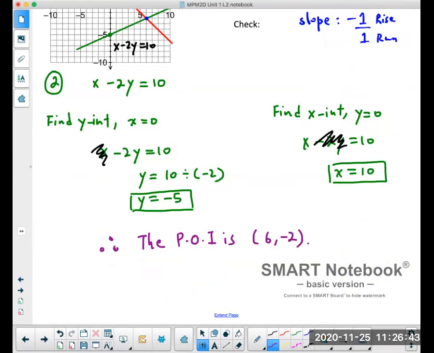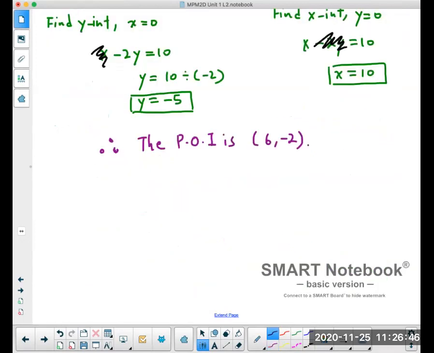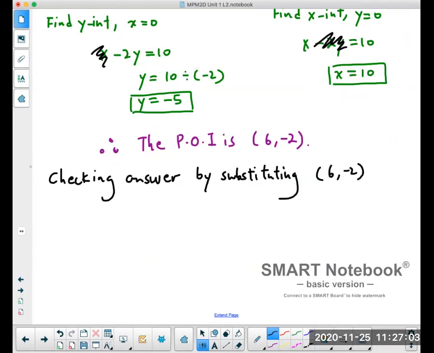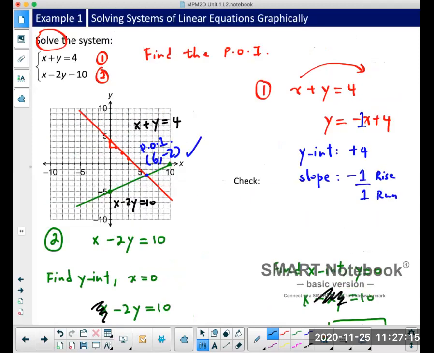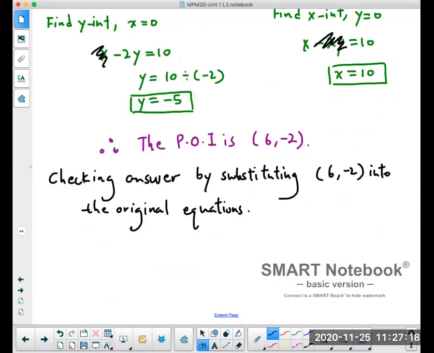And I'm going to check my answer. How do you check your answer? Well, you check your answer by substituting the point 6 and -2 back into the original equations. Now, what was the first equation? The first equation was x plus y equal 4.